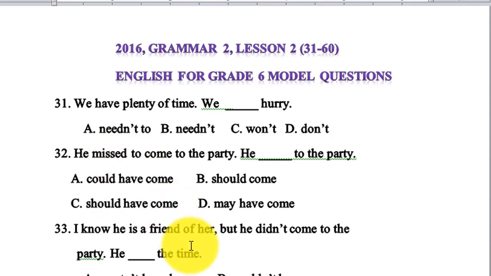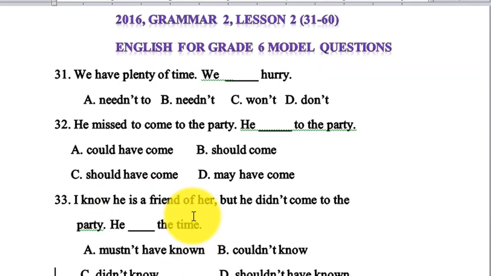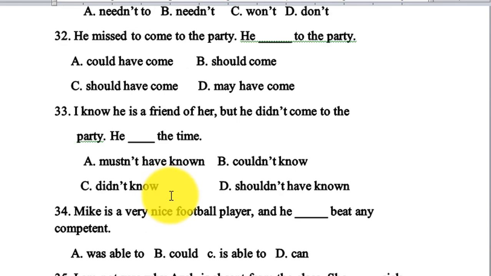Question number 33: I know he is a friend of her but he didn't come to the party blank the time. Have you seen it? There is a clear concrete or a clear evidence that you are going to identify which modal verb is really appropriate to complete the question.